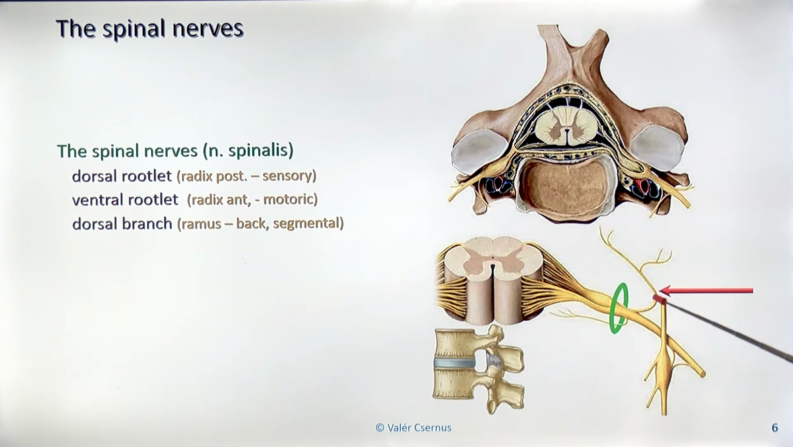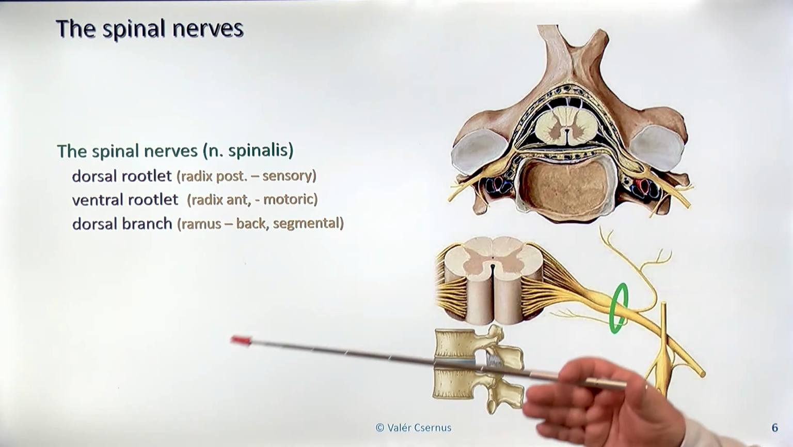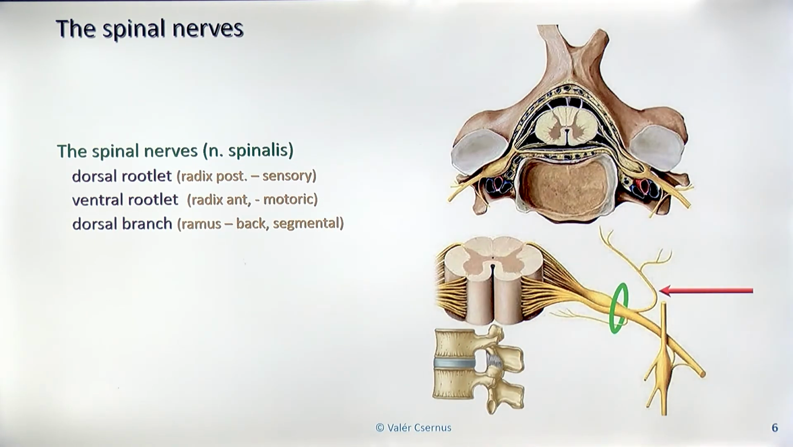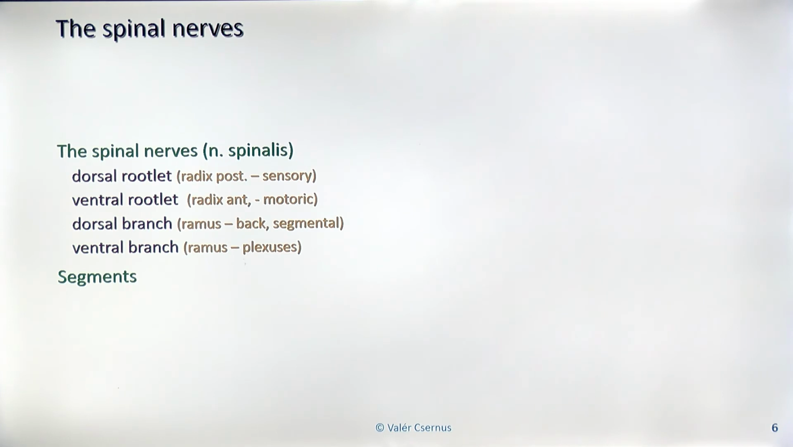The dorsal branch, or dorsal ramus, always remains segmental, and this supplies a certain segment of the back, actually the area between the scapulas. This is the area where it supplies, both motorically and sensorily. The ventral branch very frequently, normally, forms networks, plexuses, and this is what I will spend a few words on.